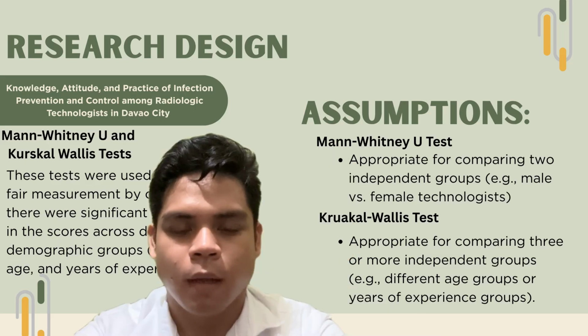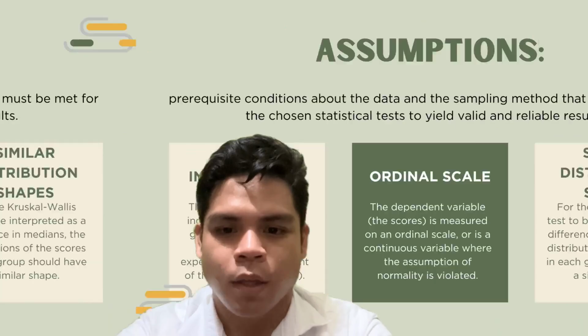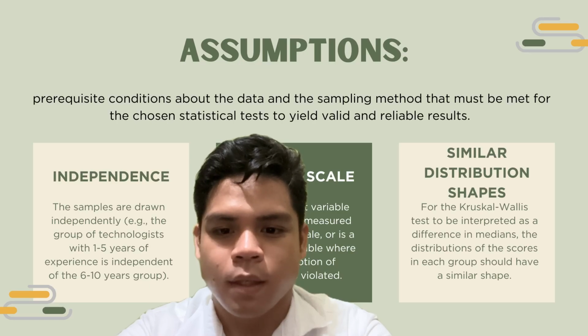So for its assumption, the Mann-Whitney U test is appropriate for comparing two independent groups, such as the male and female technologists. And the Kruskal-Wallis test is appropriate for comparing three or more independent groups, such as the age groups or the years of experience groups. So they have the independence. The samples are drawn independently, with the 1 to 5 years of experience independent of the 6 to 10 year group.